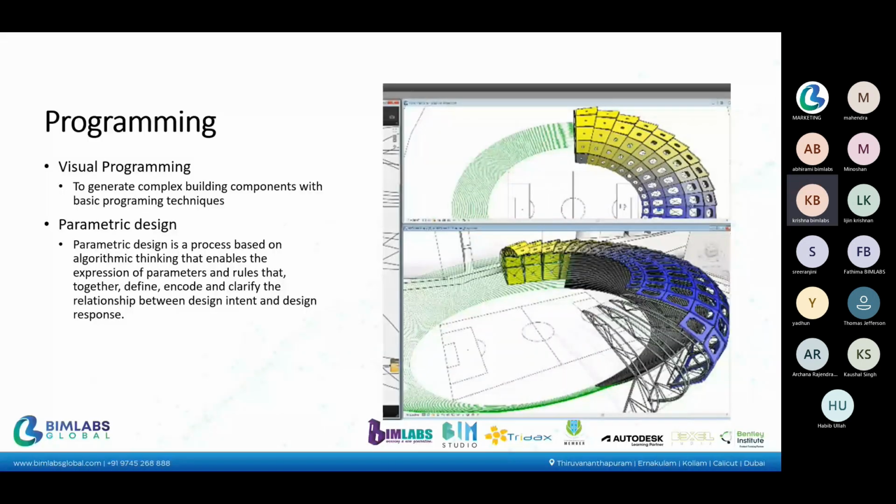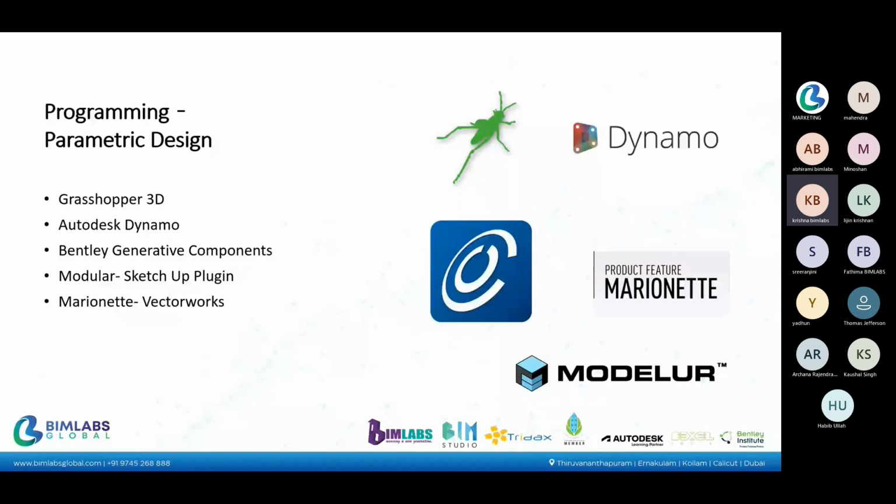These are the different stages for programming, visual programming, and parametric designing. It means generating complex building components using basic programming techniques. For example, if a repetitive structure is being built, you can make it using programs like Dynamo. The software and tools we use in BIM for programming and parametric design are Grasshopper 3D, Autodesk Dynamo, Bentley Generative Components, the SketchUp plugin, Vectorworks, and others.